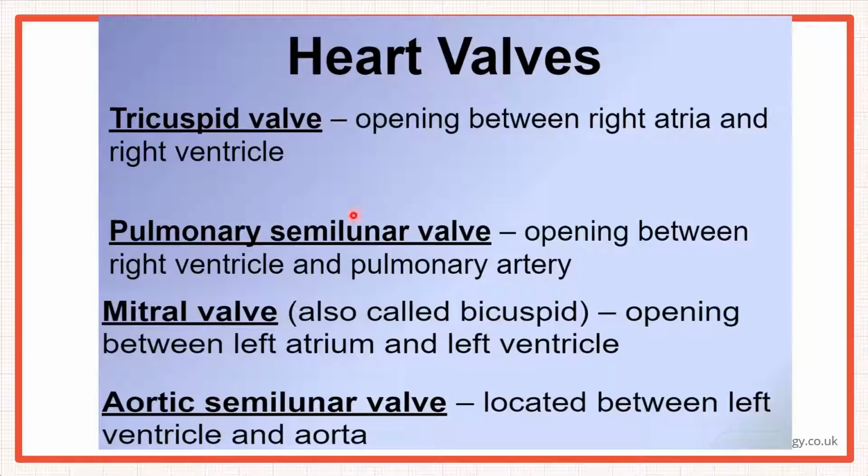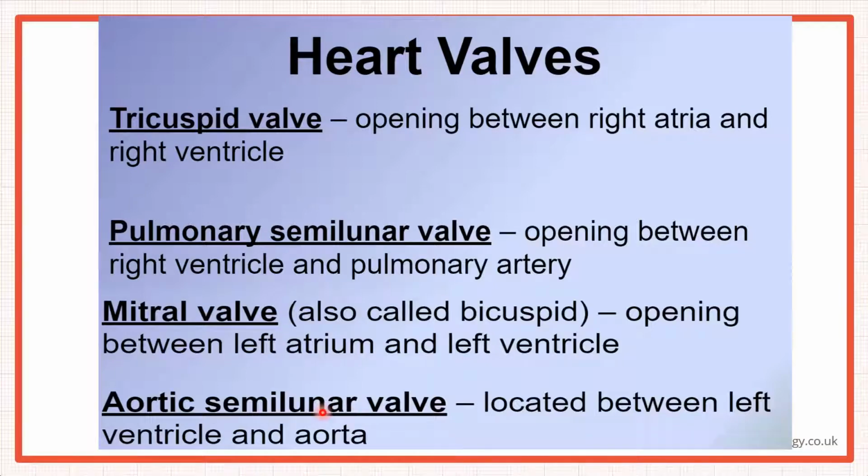So we have talked about these as well. The tricuspid valve is the opening between the right atrium and the right ventricle. Then the pulmonary semilunar valve is the opening between the right ventricle and the pulmonary artery. The mitral valve, also known as the bicuspid valve, is the opening between the left atrium and the left ventricle.